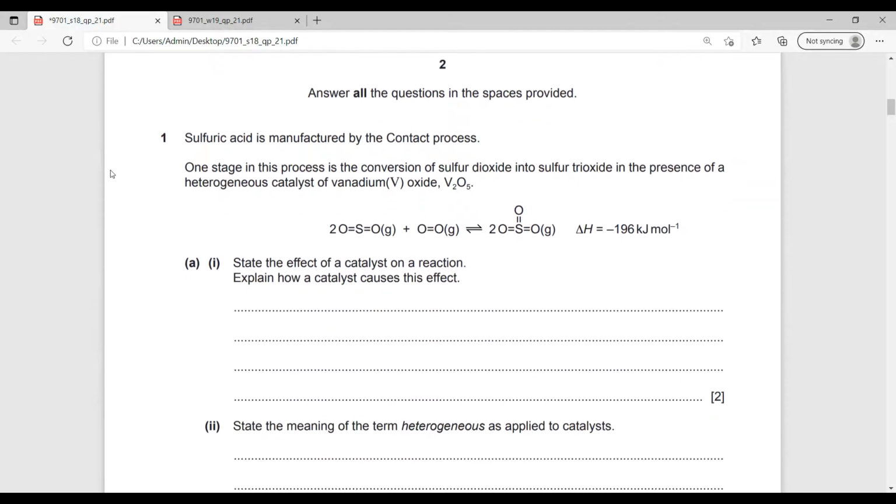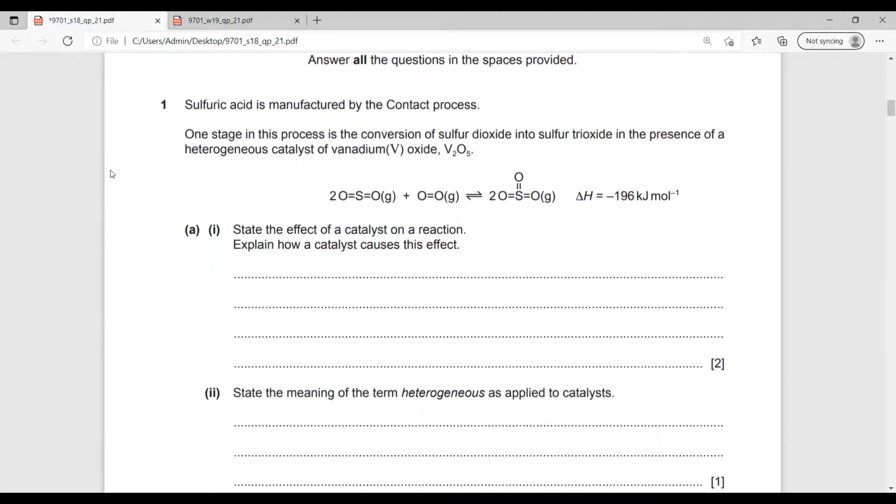Okay, so the first part of this question, the information provided is that sulfuric acid is manufactured by the contact process. So that is the formation of SO3. So one stage in the process of conversion of sulfur dioxide to sulfur trioxide is the presence of a heterogeneous catalyst, vanadium oxide, V2O5. Okay, and they've made it easier for you. They've drawn the displayed form, so you don't really have to go ahead and draw the displayed form for yourself. So the first question is state the effect of a catalyst on a reaction. Explain how a catalyst causes this effect.